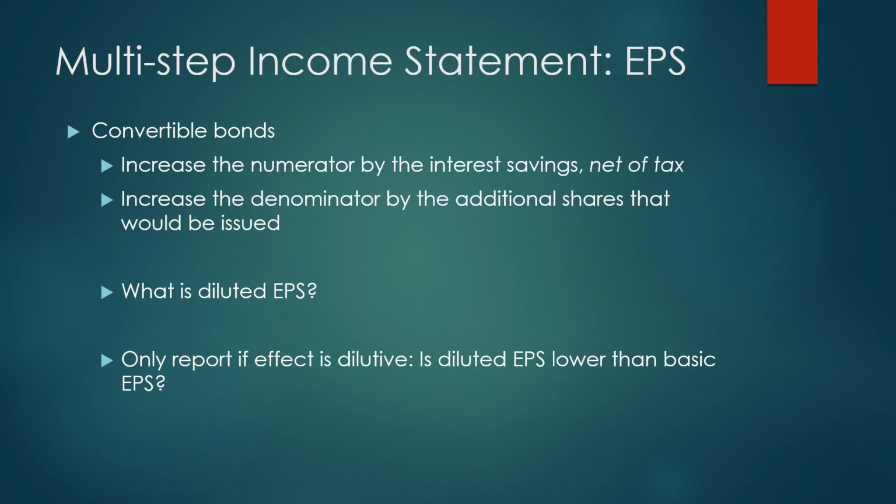The assumption is that the bonds would have been converted at the beginning of the year, so we're saving the interest expense. So you're going to add the number of shares that would be issued to the denominator. So you can calculate diluted EPS, compare it to the basic EPS, and you're only going to report it if the effect is dilutive. This means that diluted EPS is lower than basic EPS.